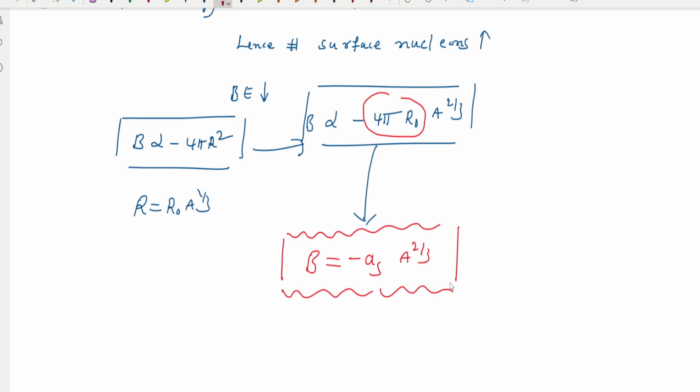Next term is the Coulomb energy term. We need to find the Coulomb energy term.